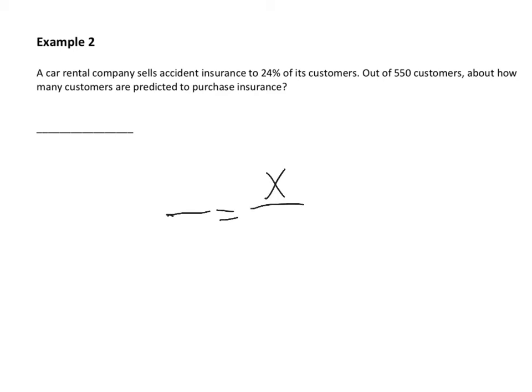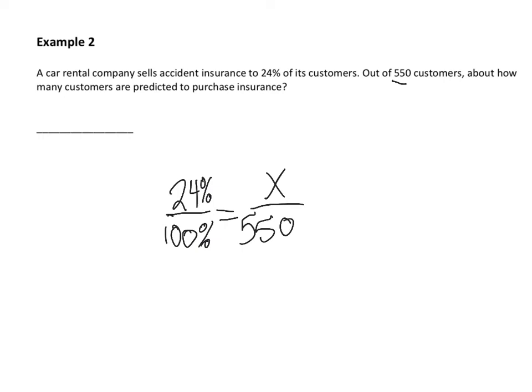We want our x to be top right. So we know 100% is going to be down here. So 24% has to be right above it because the percent's got to stick together. And our total number is always below, right there.